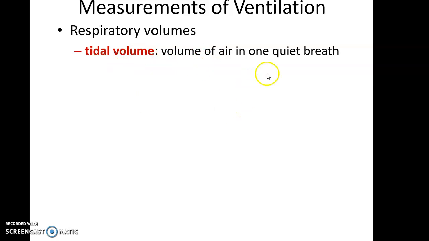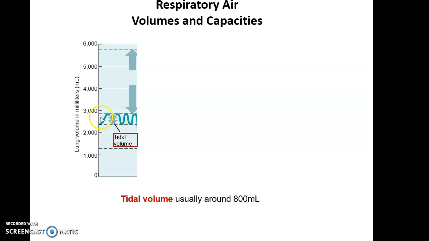Tidal volume is the amount of air that we breathe in and out during one quiet breath. And that amount is actually relatively small compared to the total amount of air in the lungs. So it's about somewhere between 400 and 800 milliliters.